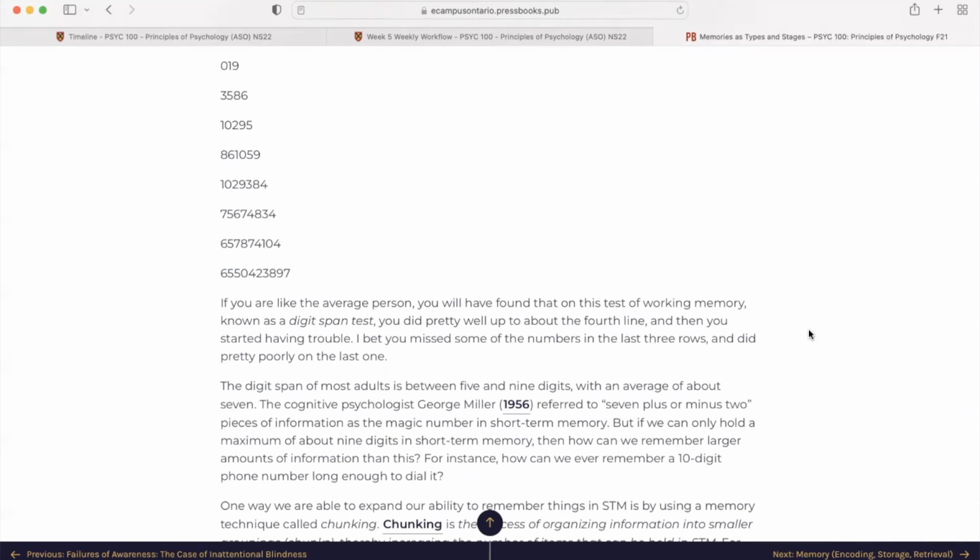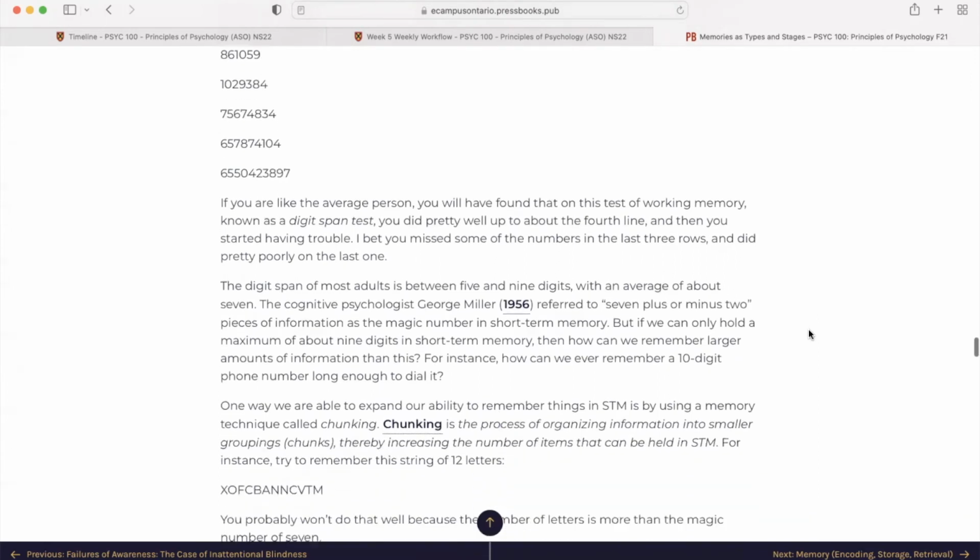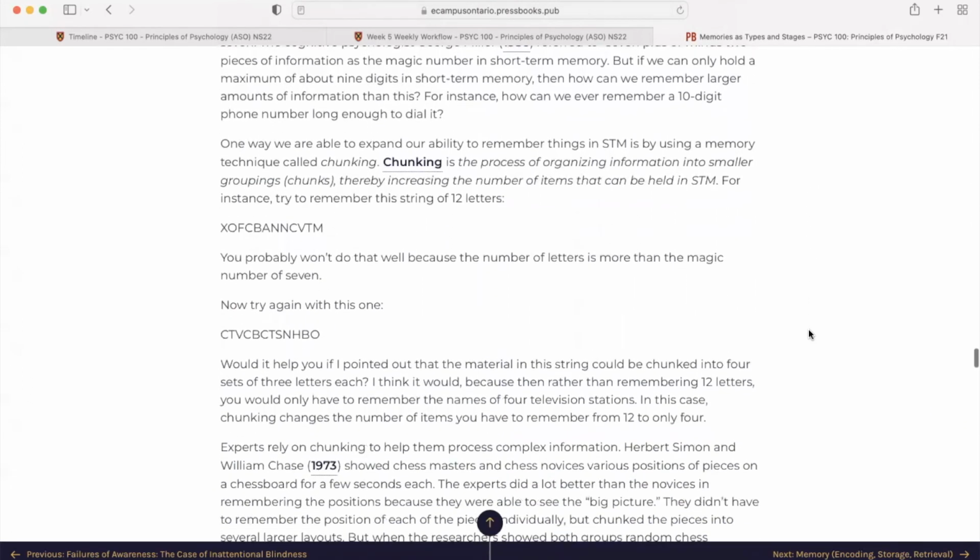This is funny because I just did a show on the magic of number 7 about the cognitive psychologist George Miller, who referred to 7 plus or minus 2 pieces of information as a magic number in short-term memory. But if we can only hold a maximum of about 9 digits in short-term memory, then how can we remember larger amounts of information than this? For instance, how can we ever remember a 10-digit phone number long enough to dial?